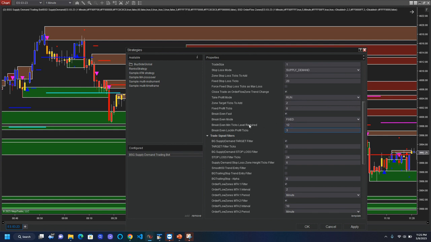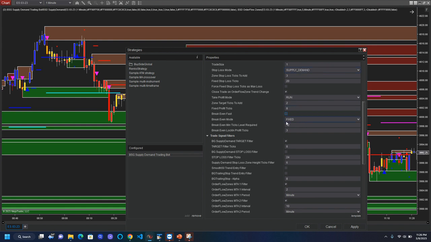Let's say, what does this mean now? Here, what I said is if the current trade price goes up above 12 ticks above my trade entry price, move my stop loss 3 ticks above my trade entry. That means not only am I covering my commission, I'm also having two additional ticks of profit. So you can use this setting if you want to avoid any reversal in the market.